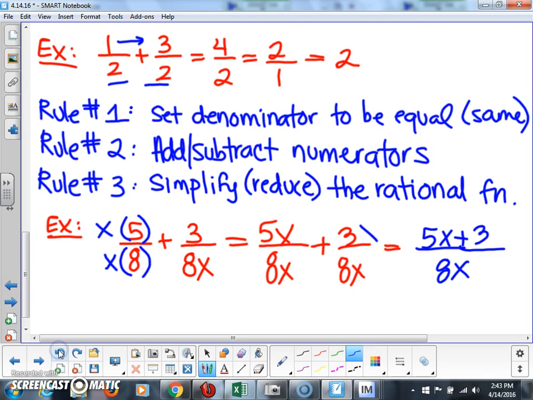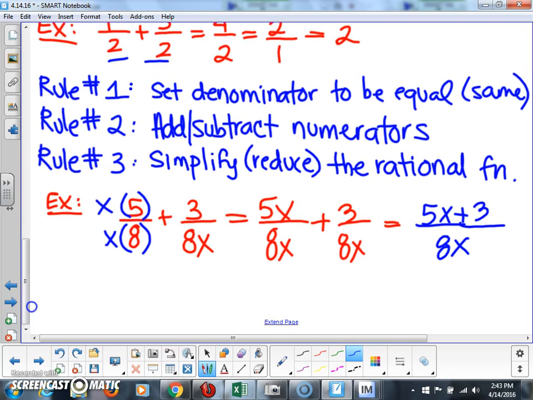Miss, can you factor that? You cannot factor that, you would have to factor an x out of both. Okay, that's a good question. Questions on that example?